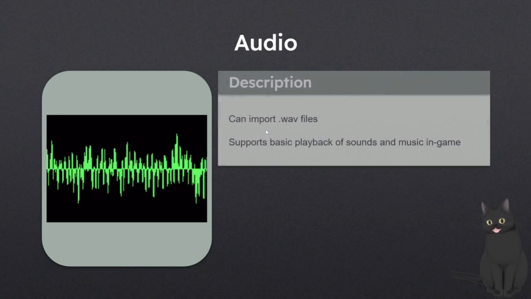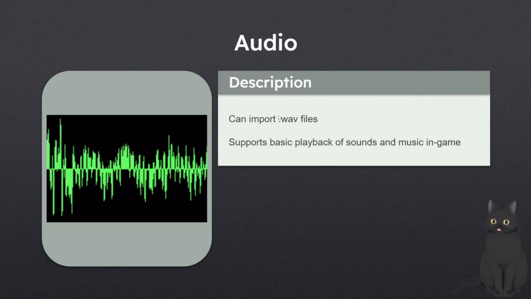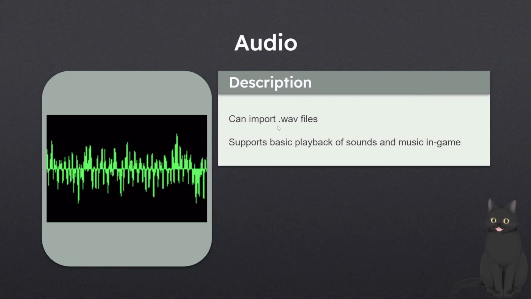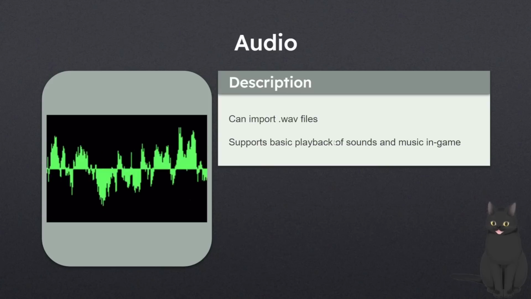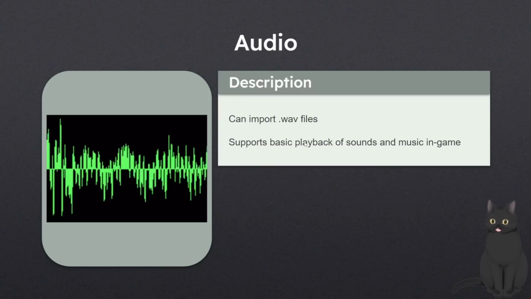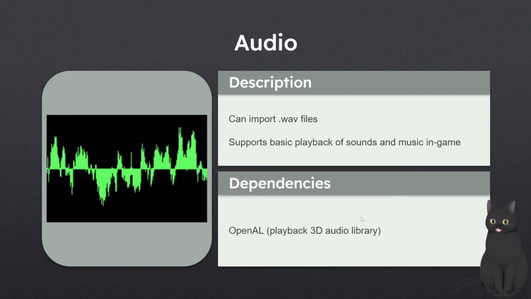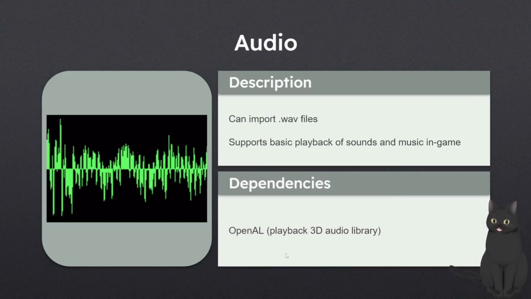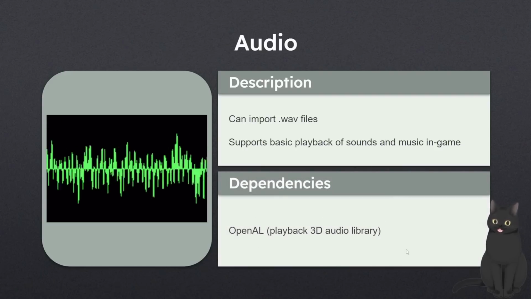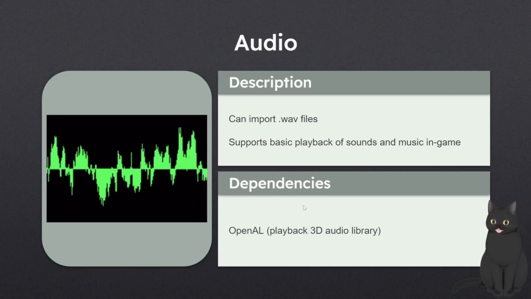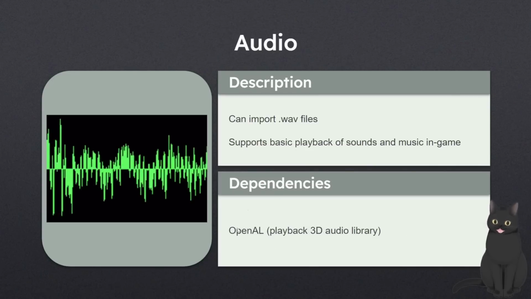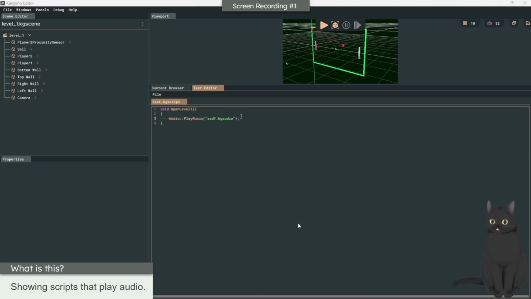So, all right, audio. Audio is fairly simple. It's actually probably the simplest system I have. You can import .wav files. It's a pretty simple format and kind of expensive. I need to add more formats later. And we have support for basic playback of sounds and music in-game. In the backend, I use OpenAL, which is a fairly common 3D audio library. There's other options you can use. I just chose this one. It's fairly low level and still lets you do a lot of the things yourself.